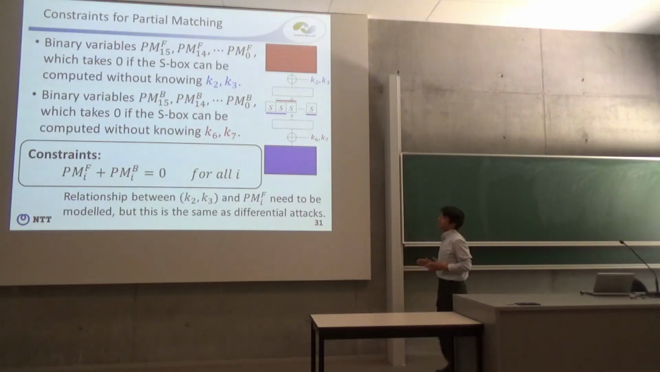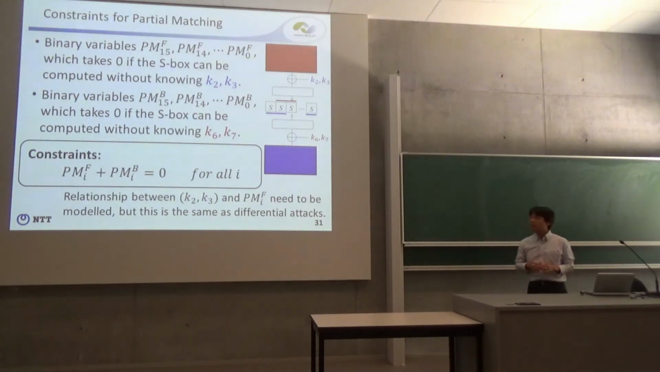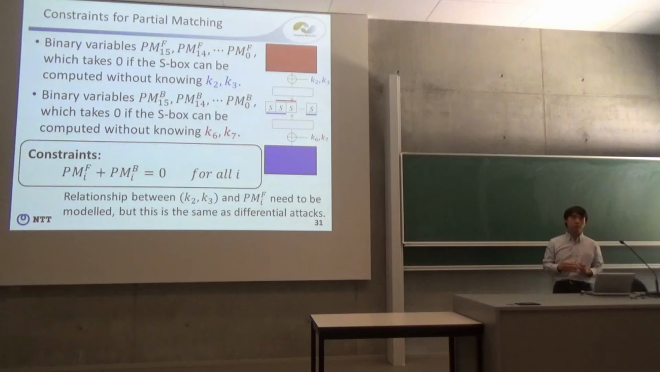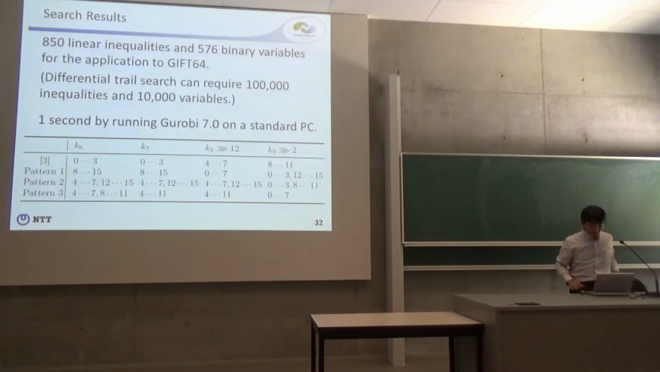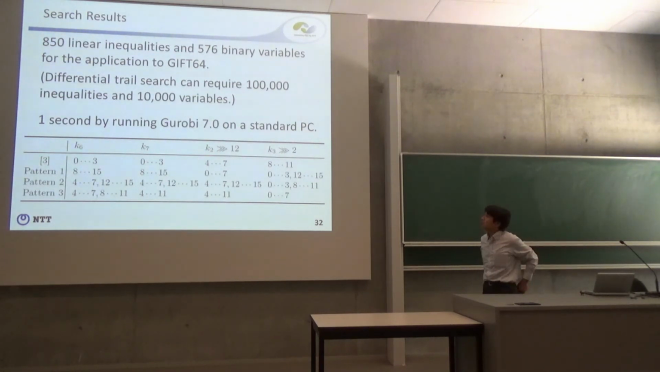And here again, we need to describe the relationship between K and the partial match state in the two directions. But this is also the same as differential attacks, so I just skip the details. Anyway, knowing the value from both states without key can be modeled by inequalities. Okay, so actually, I made the model and ran the tools to optimize the system.